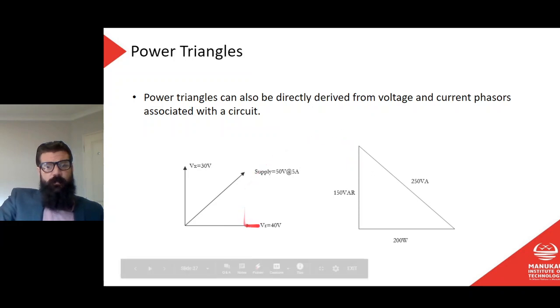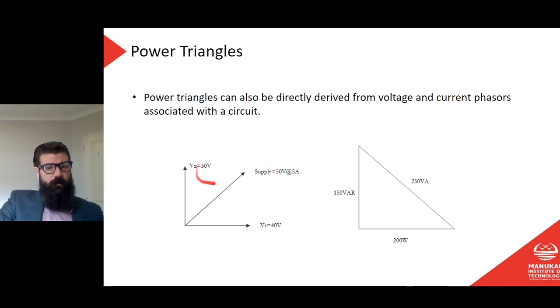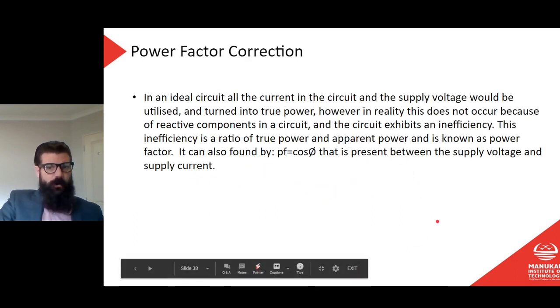Power triangles can also be directly derived from the voltage and current phases associated with the circuit. There's my voltage there, and so I just multiply each of those values by the current and I'll get my power triangle. Power factor correction.